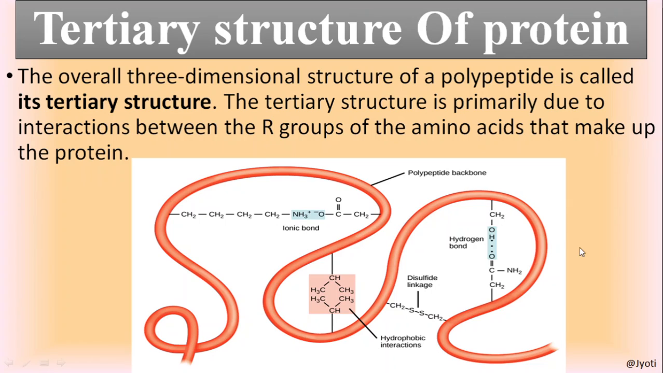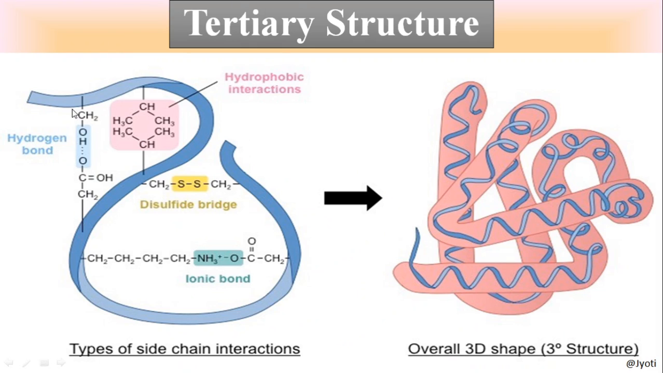Excuse me. So in this way, the tertiary structure is much folded and it provides a three-dimensional structure. It is more complex and it is the functional or active form of the protein. Here you can see how, by the formation of these bonds, the 3D structure of the protein is obtained.